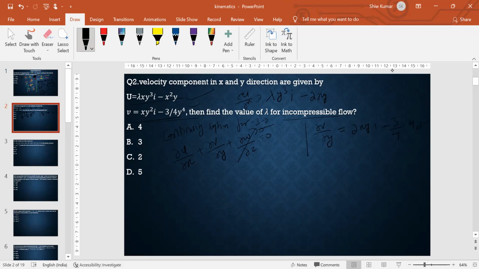So here 4 gets cancelled, and if you substitute the value here, that is lambda y cube i minus 2xy plus 2xy i minus, 4 gets cancelled, it's 3y cube. That must be equal to 0. Here there is a mistake in the question, that i should not be there because यहाँ पे velocity component दिया हुआ है. So velocity component means it should be the coefficient of i and j. तो यहाँ पे mistake है question में, i नहीं रहना चाहिए, so I will erase it from here also.